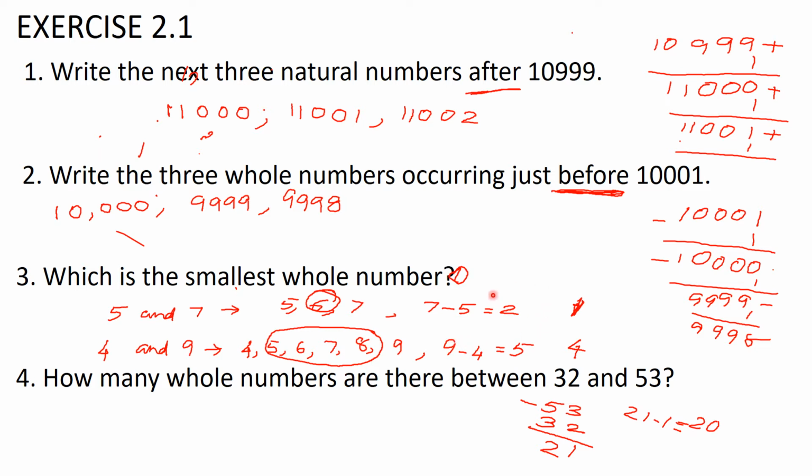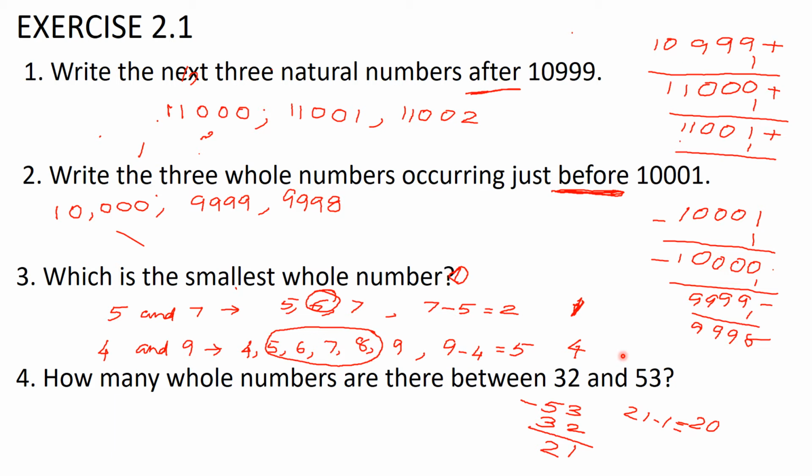So 7 minus 5 is 2 and only one number is in between. Now 9 minus 4, when I do, I am getting 5. But there are only 4 numbers in between. Now can you tell me the connection between this difference and the numbers in between? Now you can switch on the microphone and give me the answer. Yes, whatever difference you get, minus 1 will be the number of whole numbers in between.